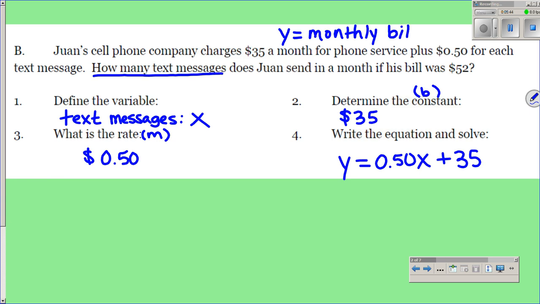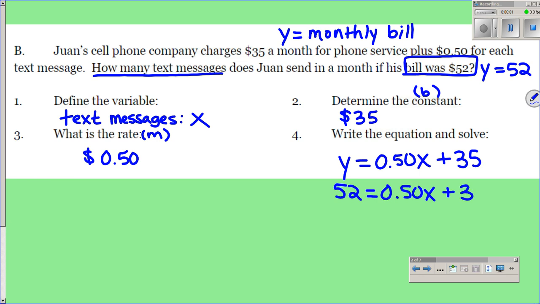So they're giving us how much his bill was. So they're giving us a value for Y. So Y equals 52. So in your equation, we're going to substitute 52 in for Y. And now we're going to solve for X.